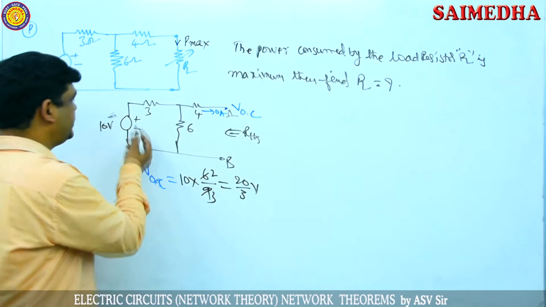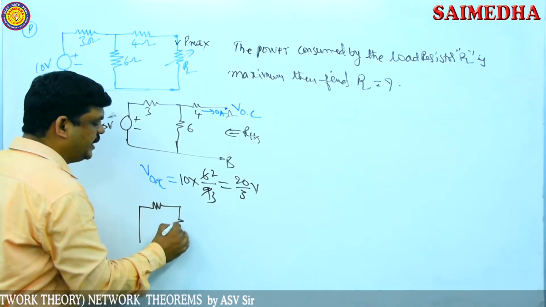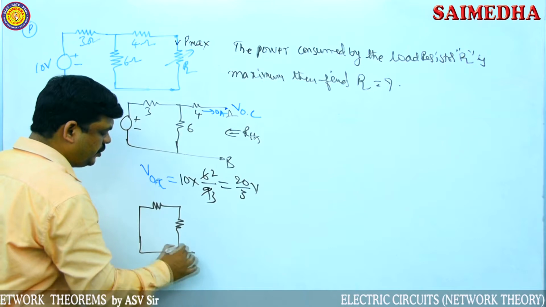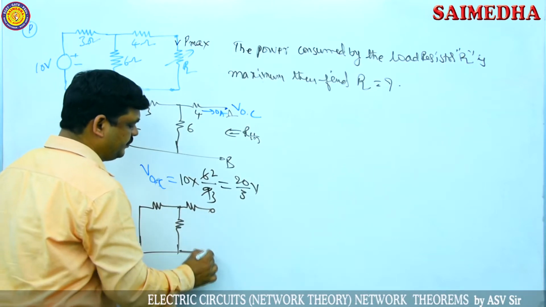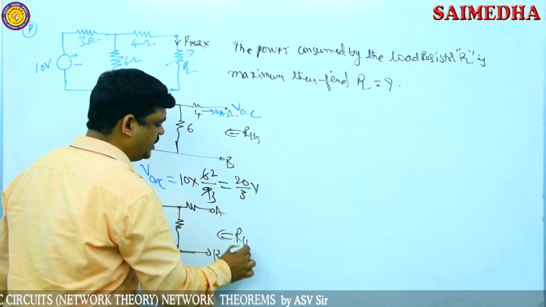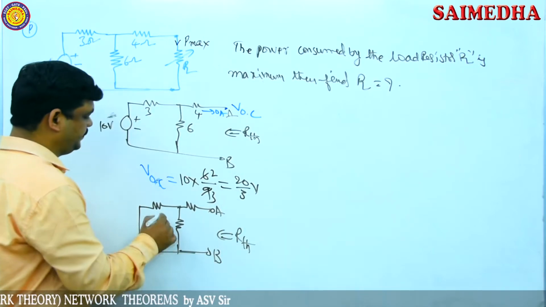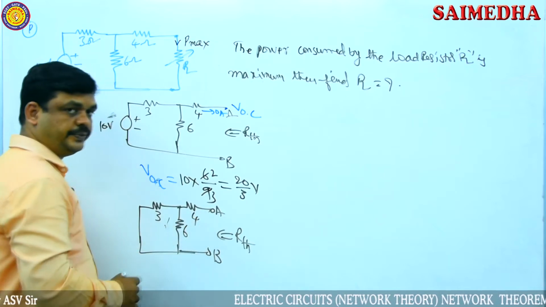To find the Thevenin's resistance, the voltage source is eliminated. The voltage source acts as a short circuit. So the voltage source is short circuited, and draw the remaining circuit as it is here. Then find the resistance between these 2 terminals. This resistance is also called R Thevenin, with 3, 6 and 4.